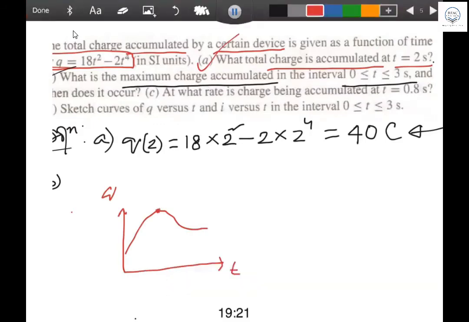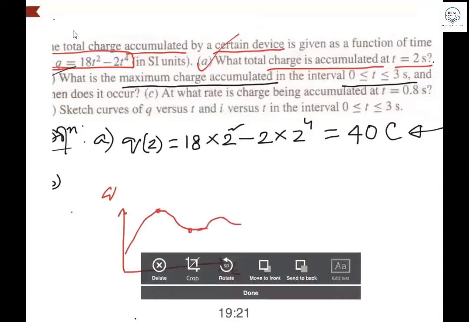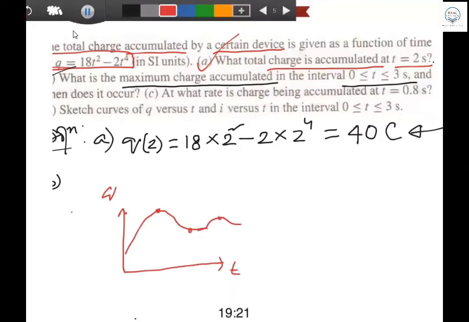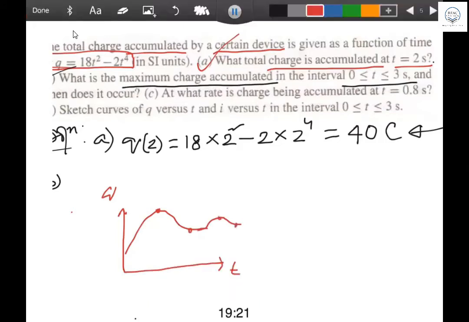You are familiar with maxima and minima: maximum here, another maximum here, and maximum here, like that. In order to find the maxima and minima in mathematics, you have gone for a method or equation. What is that?